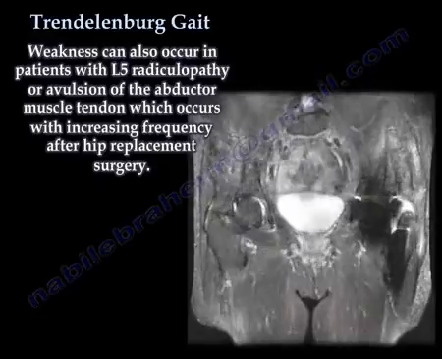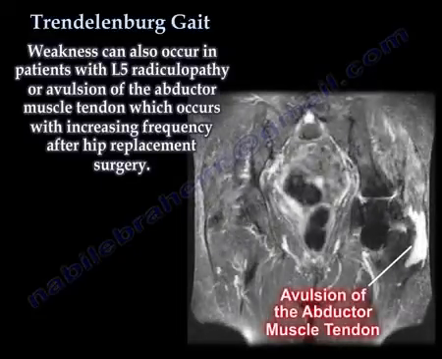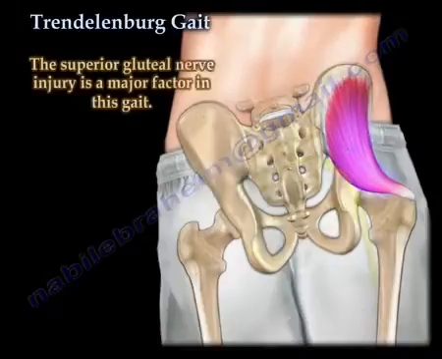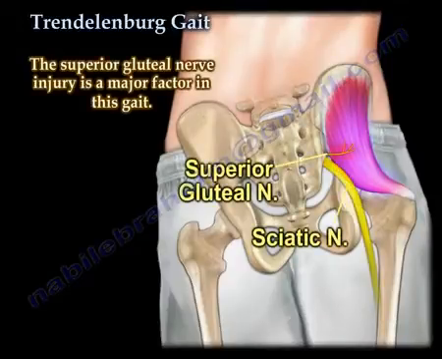Weakness can also occur in patients with L5 radiculopathy or avulsion of the abductor muscle tendon, which occurs with increasing frequency after hip replacement surgery. The superior gluteal nerve injury is a major factor in this gait.